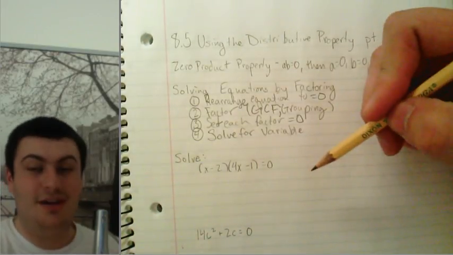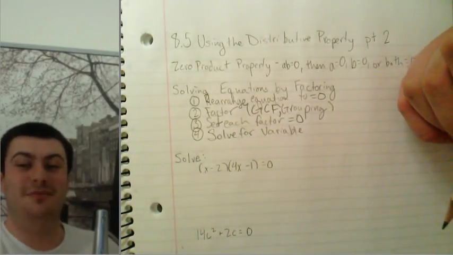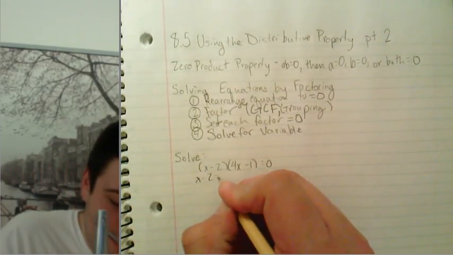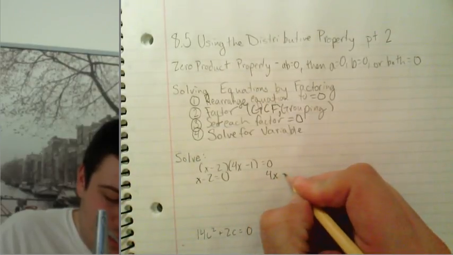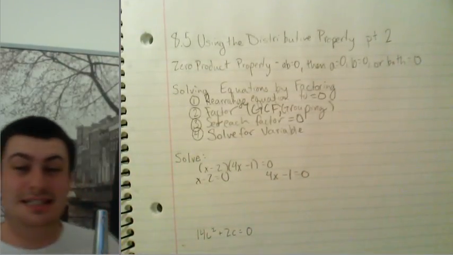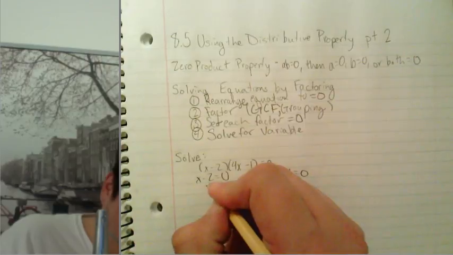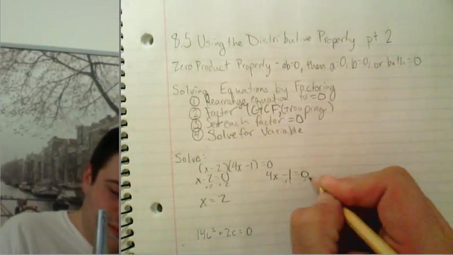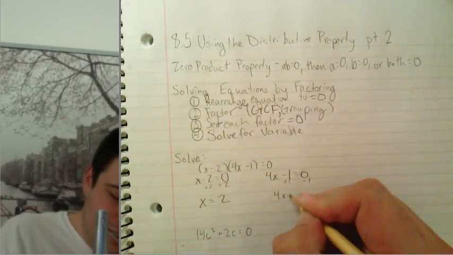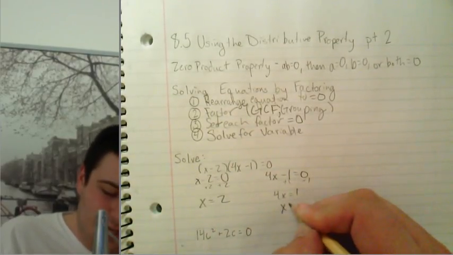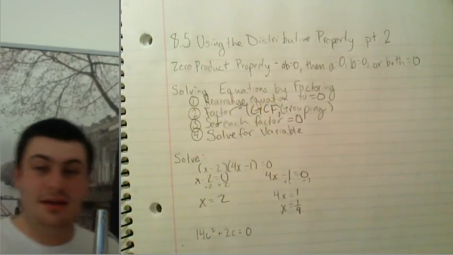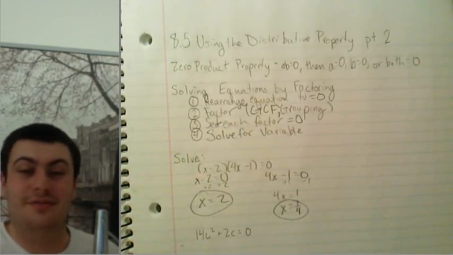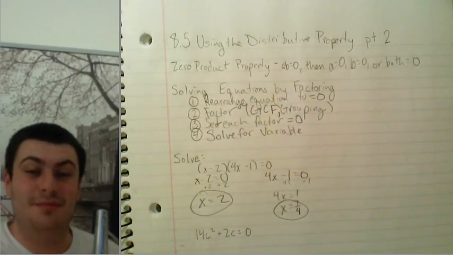So if we have to solve the group x minus 2 times the group 4x minus 1, what we're going to do is take each of these factors, x minus 2 equals 0 and 4x minus 1 equals 0. And we're going to set each of those equal to 0, then solve, so plus 2. So x equals 2, also plus 1, so 4x equals 1, divide by 4, so x equals 1/4. So the answer is both of these, x equals 2 or x equals 1/4. It's very important we have both.